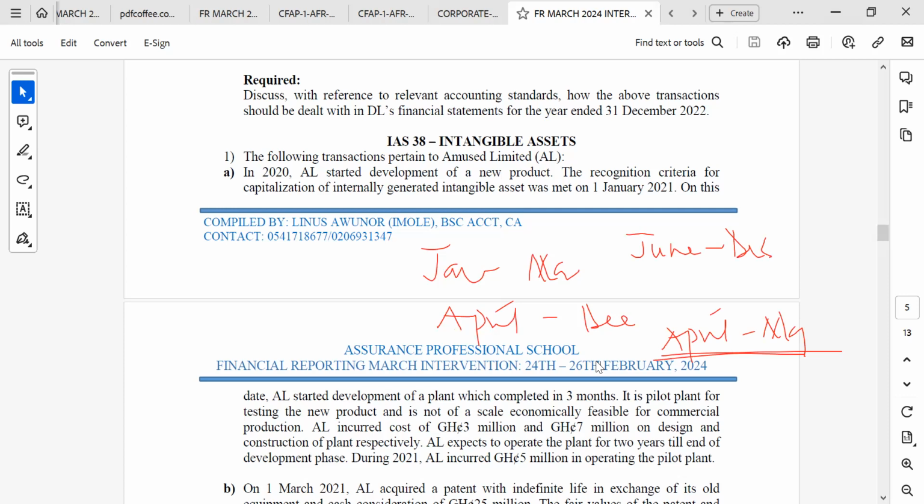So capitalization will start when management is convinced that the product or the project they are undertaking will be successful. Capitalization of the development cost ceases when the product is available for use or for sale. You have to take note of these particular issues. These are the few ones that I can talk about for financial reporting.